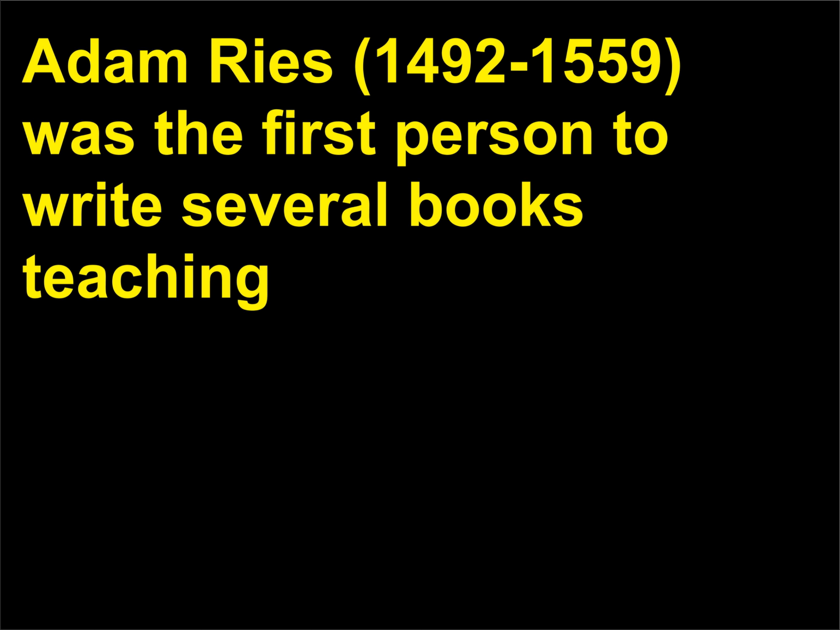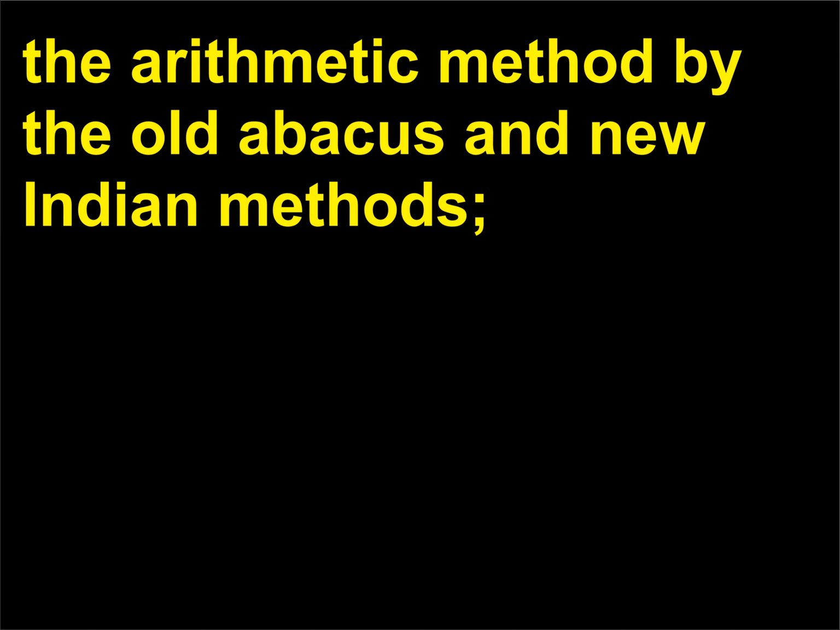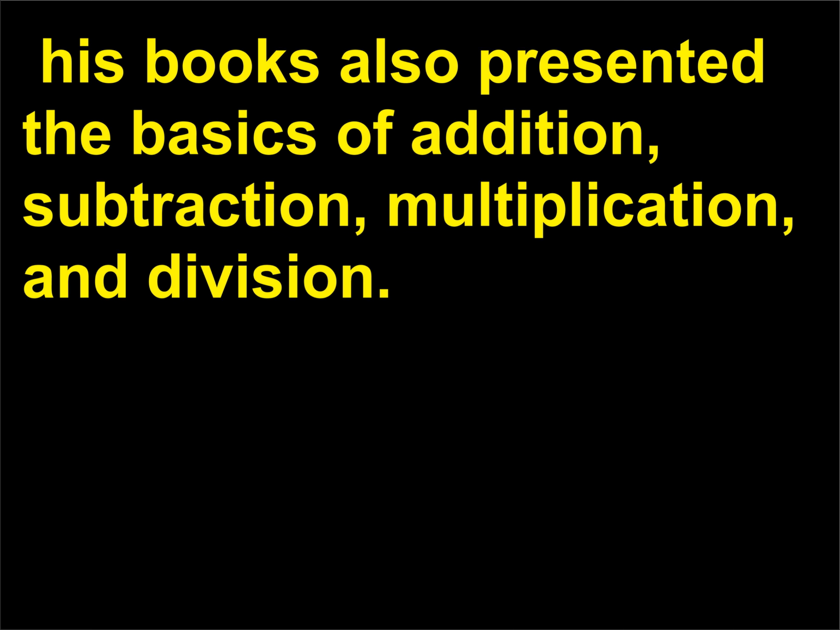Adam Ries, 1492–1559, was the first person to write several books teaching the arithmetic method by the Old Abacus and New Indian methods. His books also presented the basics of addition, subtraction, multiplication, and division.